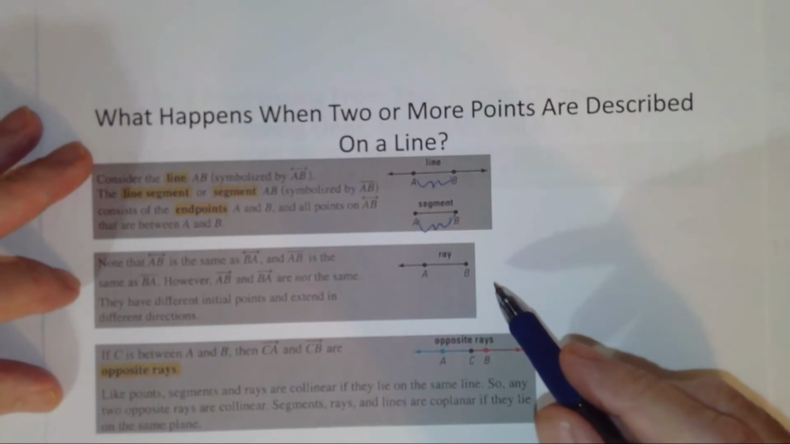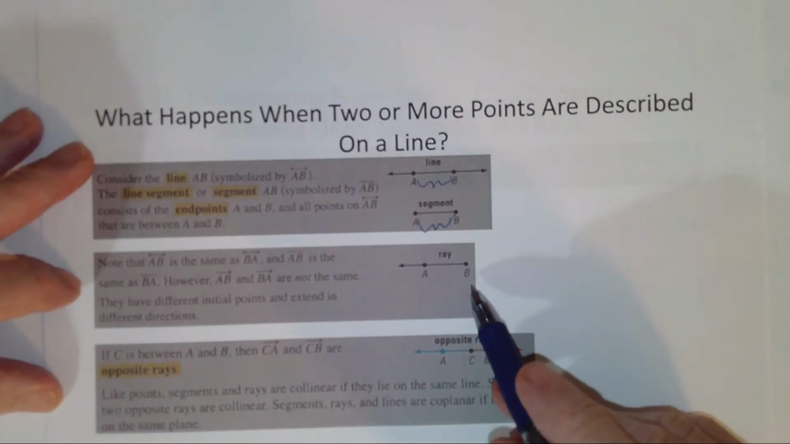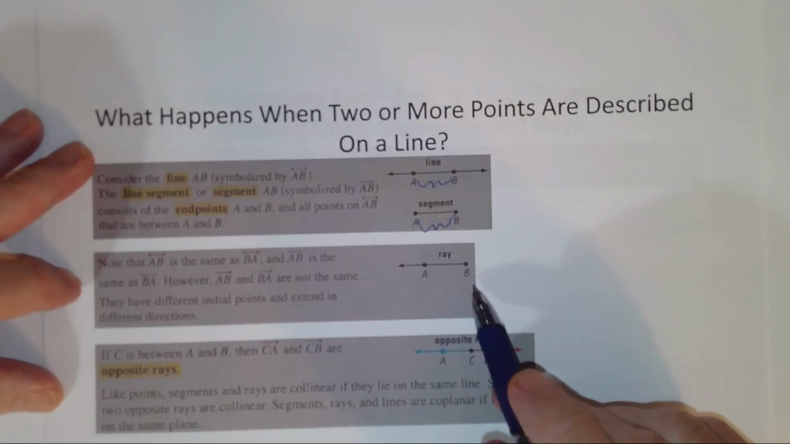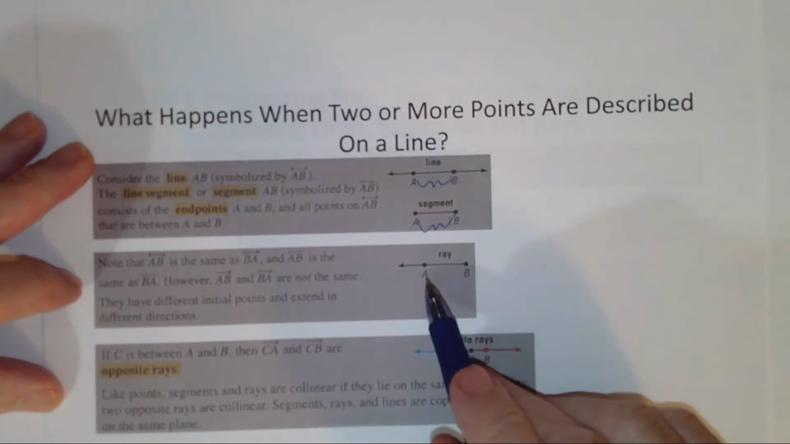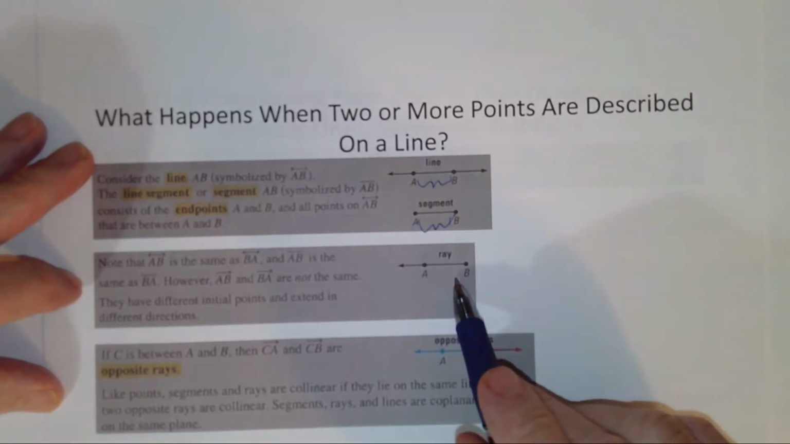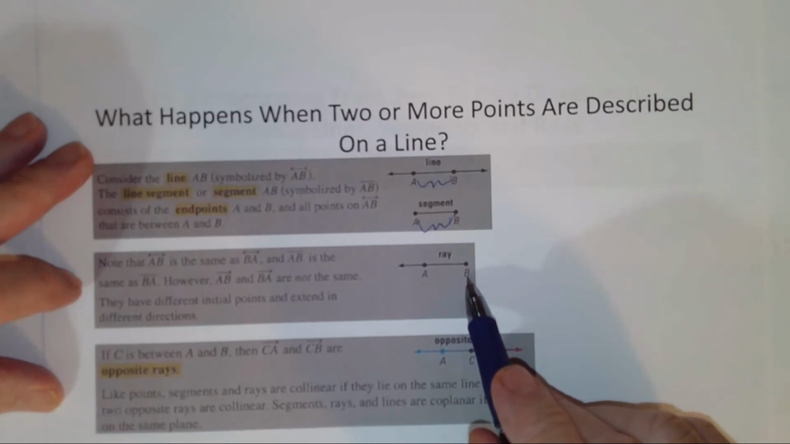And don't confuse and say, oh, well, this is really ray BA. Because when you're describing a ray, you always use the endpoint as the beginning of your letters. So BA is the correct description for this ray. Okay?